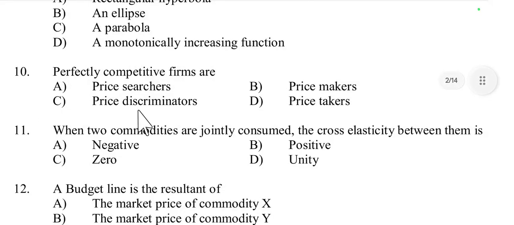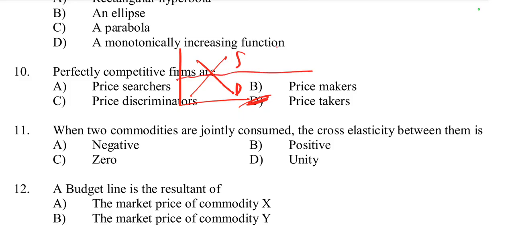And question 10: perfectly competitive firms are price searchers, price makers, price discriminators, or price takers. In a perfect competition market, the firms are price takers, because individual firms have no control over price, so they accept the market price determined by supply and demand. This is the industry demand and supply curve, and this is the firm's price set by the industry. So the firm is a price taker.